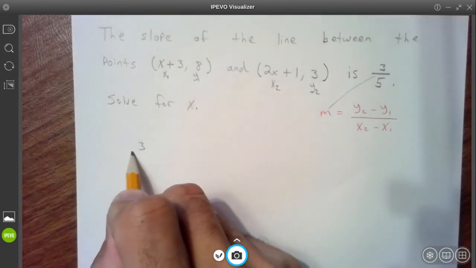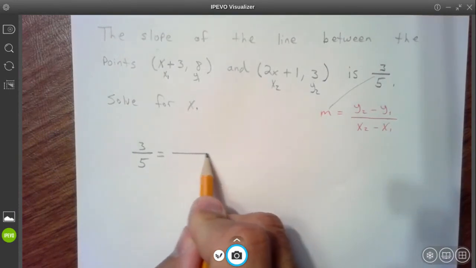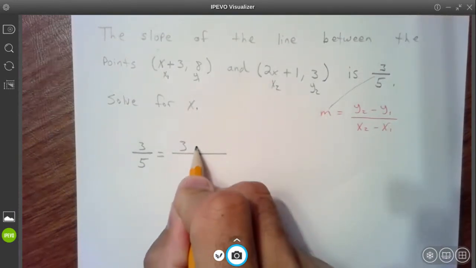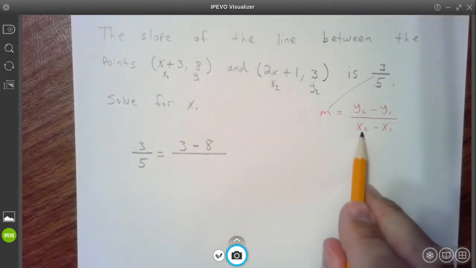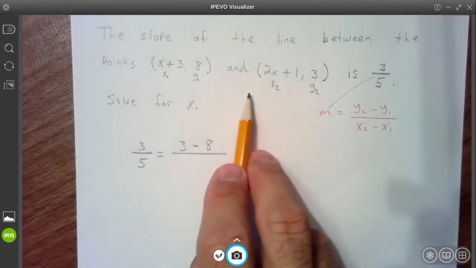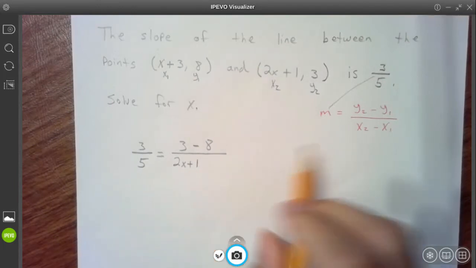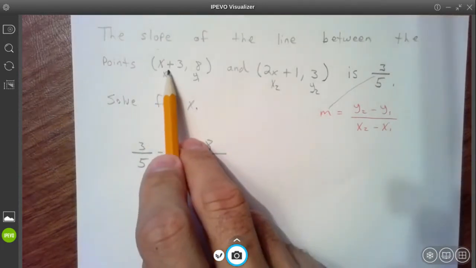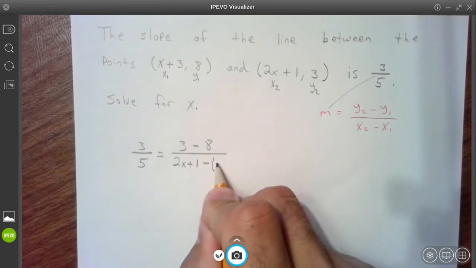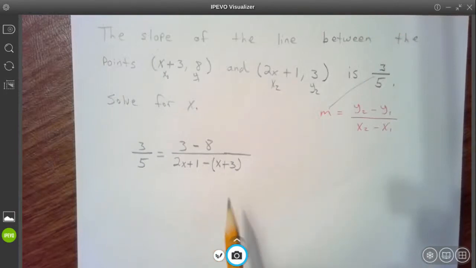So it's going to be 3/5 is equal to, and then y2 is just a 3 minus, and then y1 is an 8. All right, for the x2, I don't have to put this one in parentheses. It's just 2x plus 1. But right here, whenever I subtract the x1, I need to subtract this whole thing. So I need to subtract x plus 3. I just have to keep in mind that I have to distribute the negative, or subtract the entire thing.